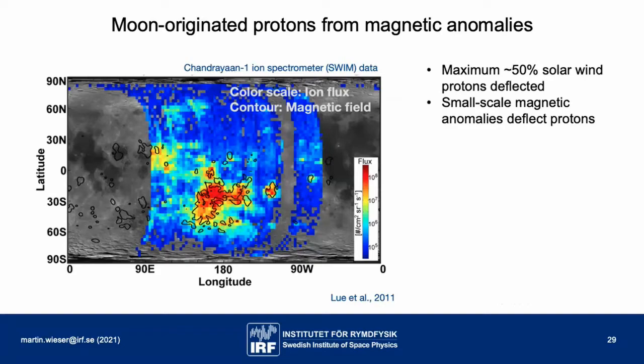We see in color the ion flux, and the black contours are the surface magnetic field. And an obvious correlation is there. So where there is a large surface magnetic field, there is a large proton flux originating from the surface. And we observed that up to 50% of the solar wind flux is reflected back to space like that.